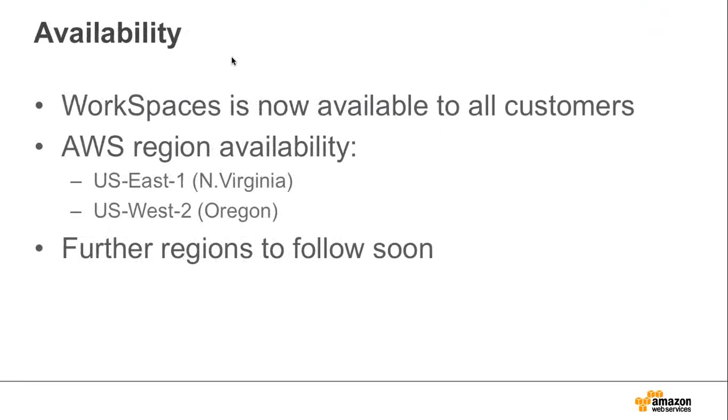Workspaces is now available to all customers, and we announced this availability a couple of weeks ago in San Francisco. It's initially available in 2 AWS regions, US East 1, which is our region in North Virginia, and US West 2, which is our region in Oregon. And we'll be adding support for further regions as we go forward.